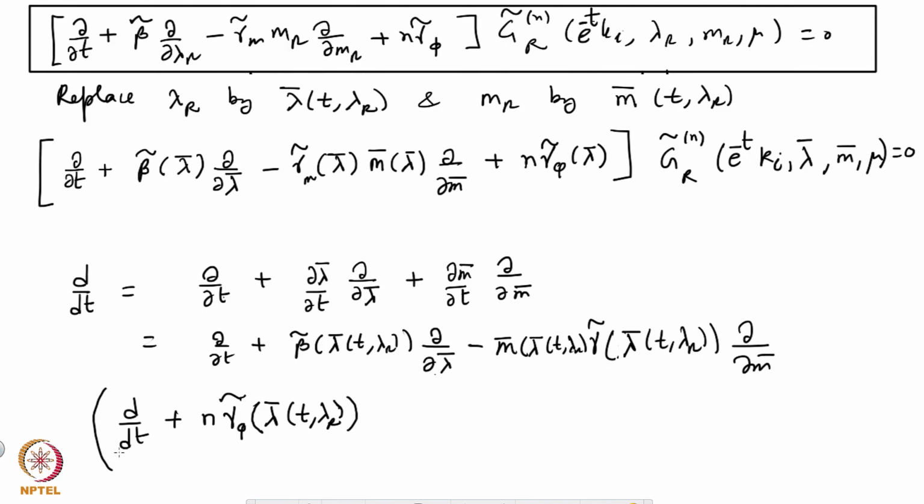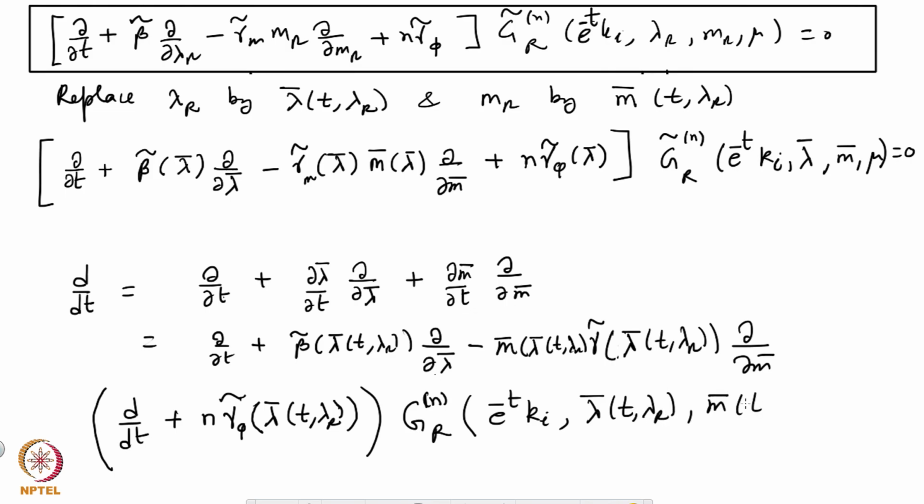Okay, this is the operator that acts on the renormalized Green's function, the endpoint renormalized Green's function. And the arguments are e to the minus t k_i, lambda bar, t lambda r, and m bar t lambda r, mu equal to 0. So remember, we have chosen mu to be fixed, and that given that fixed mu, lambda r is a fixed object.